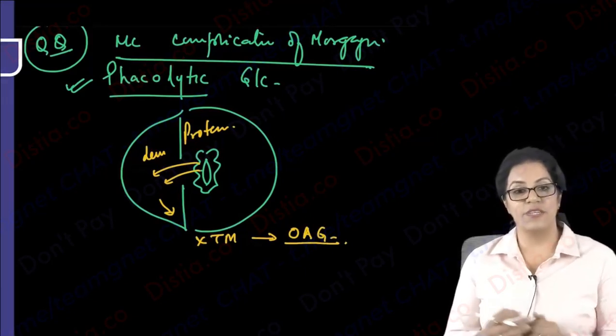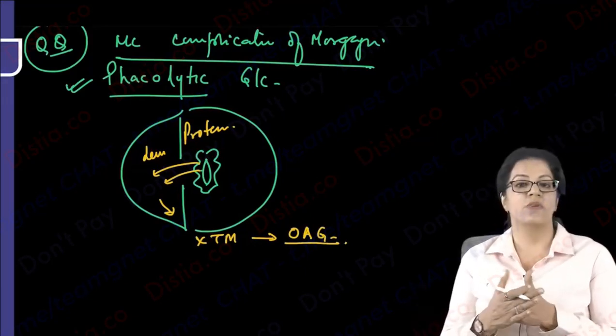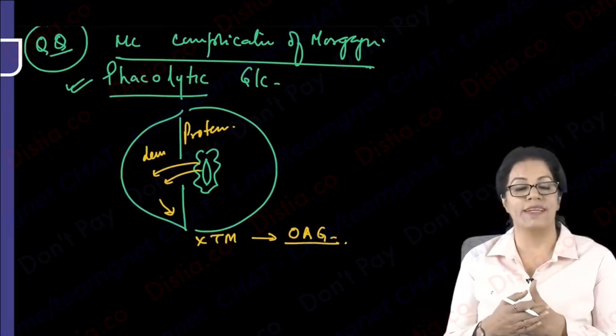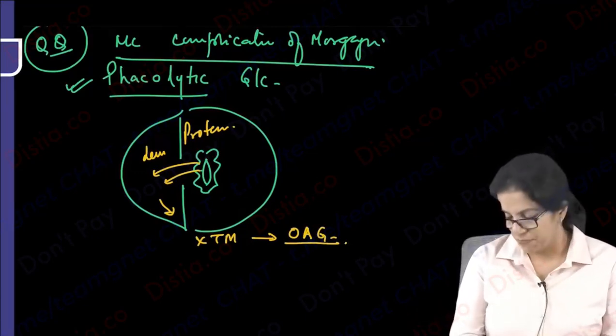I think I mentioned this. When do you say the angle is closed? When there is no space left. The space is all obliterated between iris and cornea.